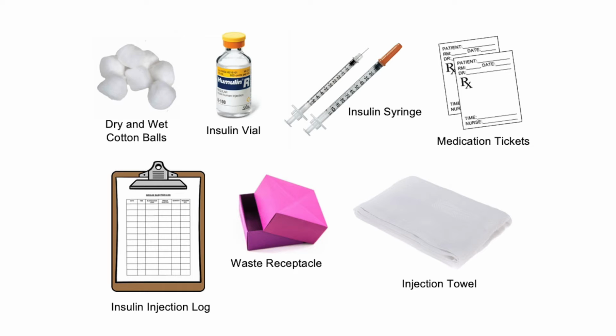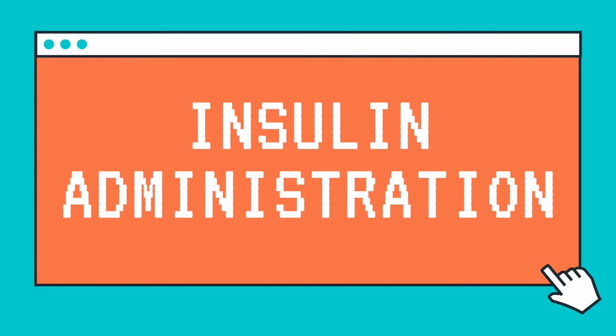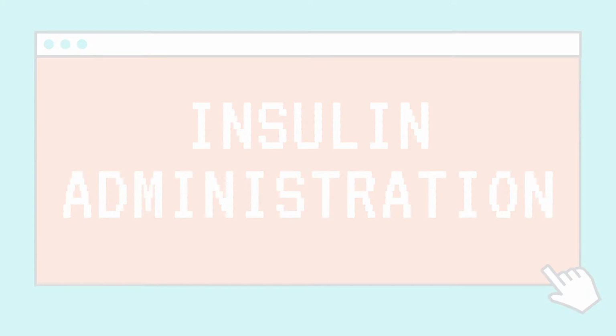And now, let us enumerate the materials needed. These are the dry and wet cotton balls. The wet cotton balls should be soaked in alcohol. Then, insulin vial, insulin syringe, medication tickets, insulin injection log, waste receptacle, and lastly, the injection towel. Once you've gathered all the materials, let us now proceed to the insulin administration.